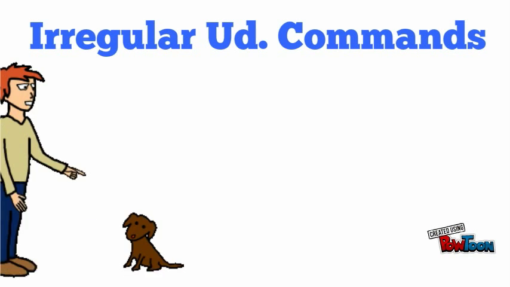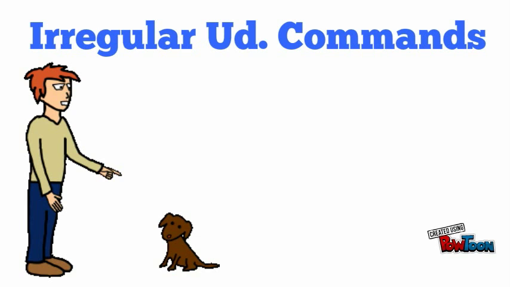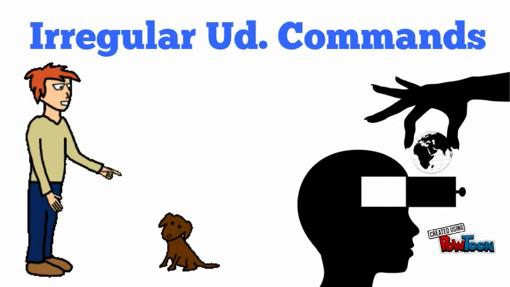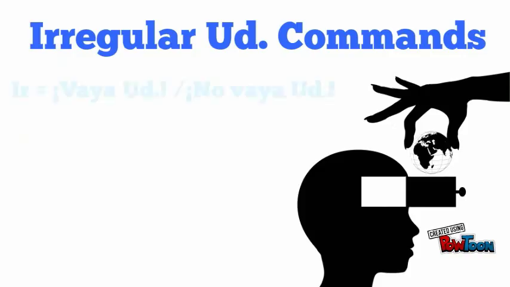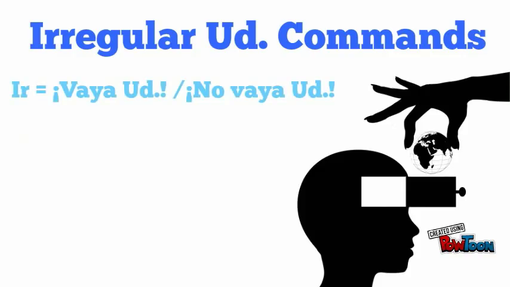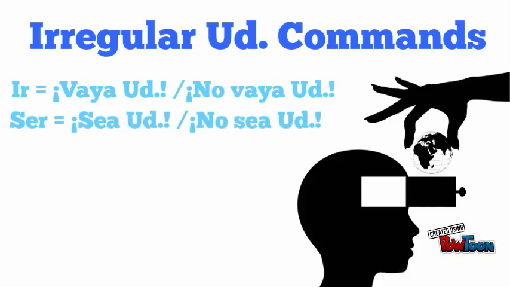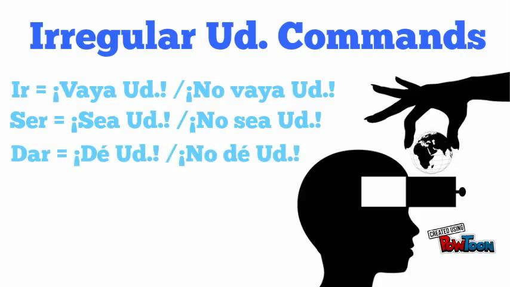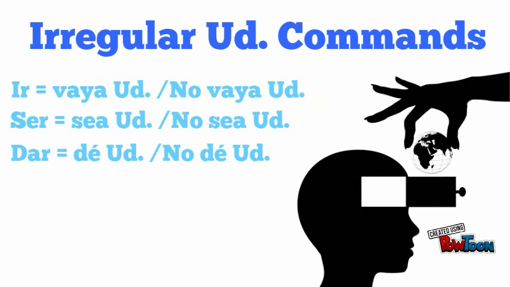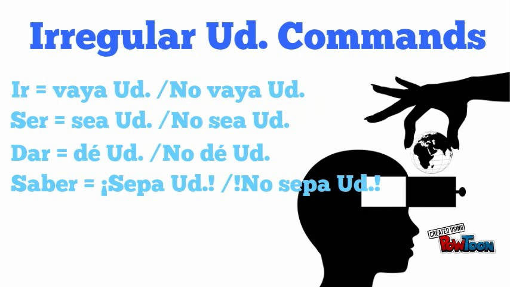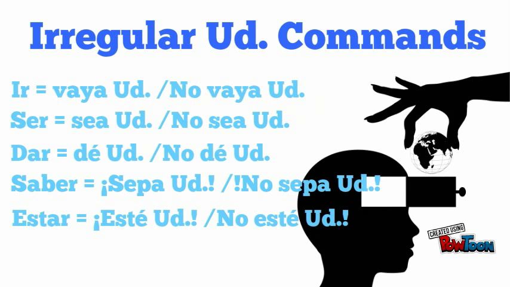There are five irregular usted commands that you just have to memorize and familiarize yourself with. They are: ir becomes vaya usted, or "go." Ser becomes sea usted. Dar becomes dé usted. Notice the accent to differentiate it from de, meaning "of" or "from." Saber becomes sepa usted, and estar becomes esté usted.